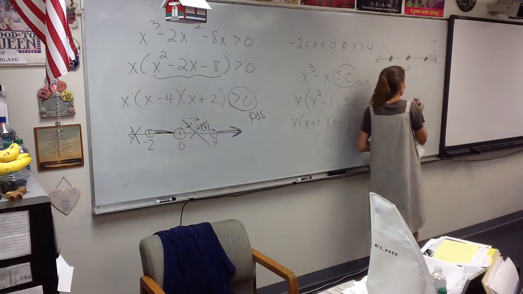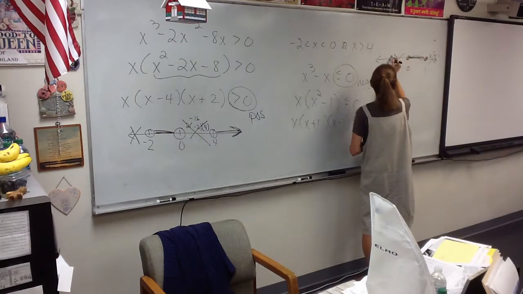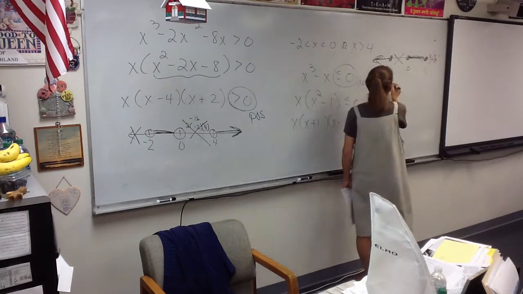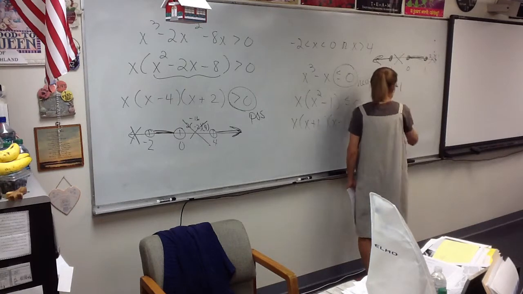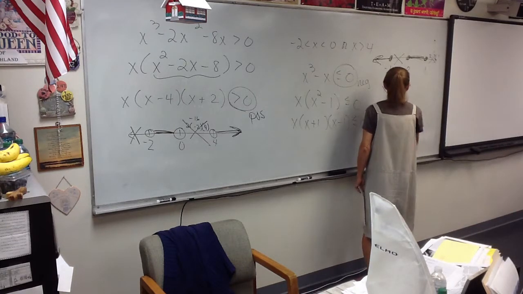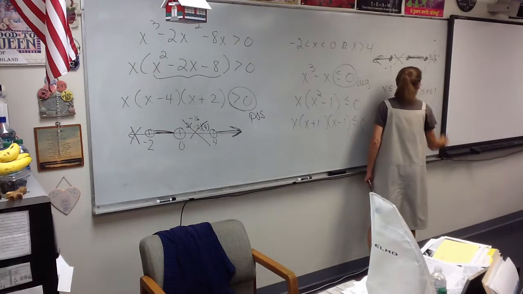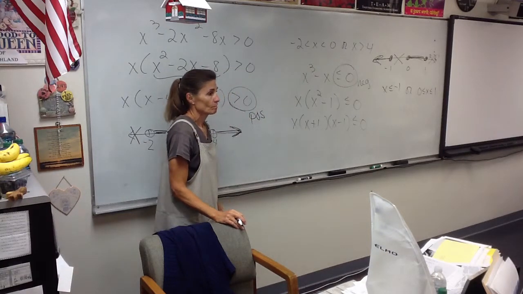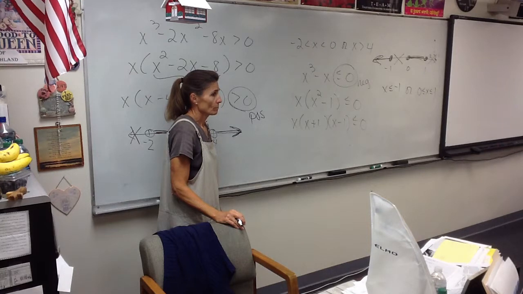Which means what? This one does, that doesn't, this doesn't, that doesn't, and that does. So my answer is everything less than or equal to negative 1, or between 0 and 1. Getting the hang of that? Yeah.